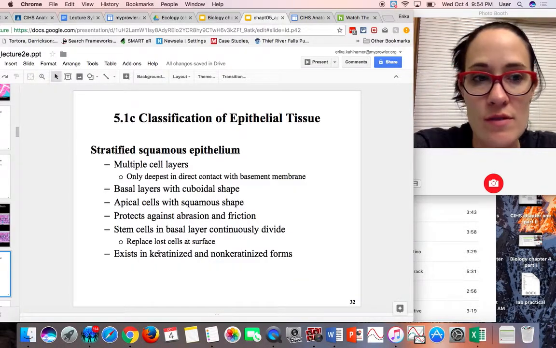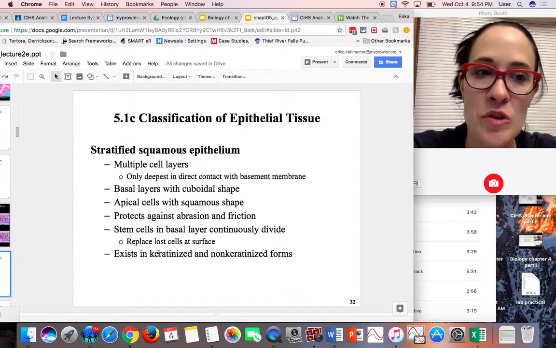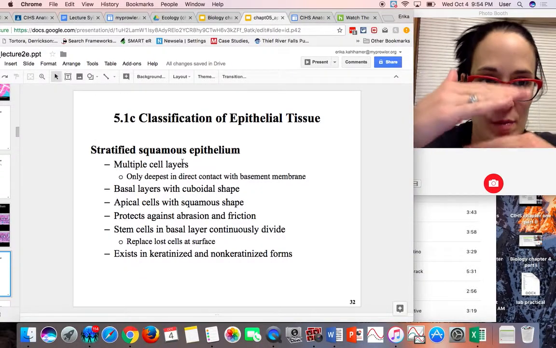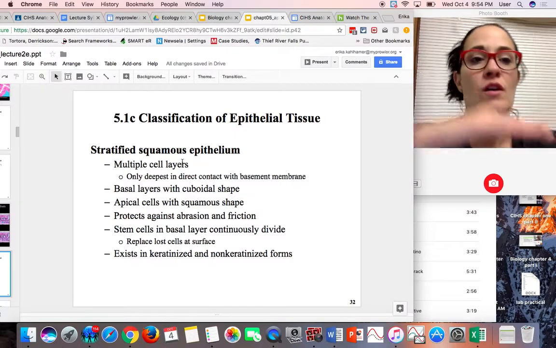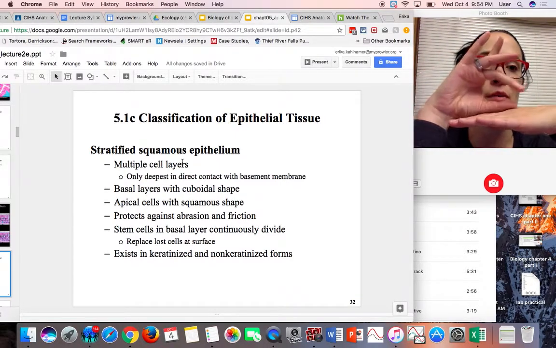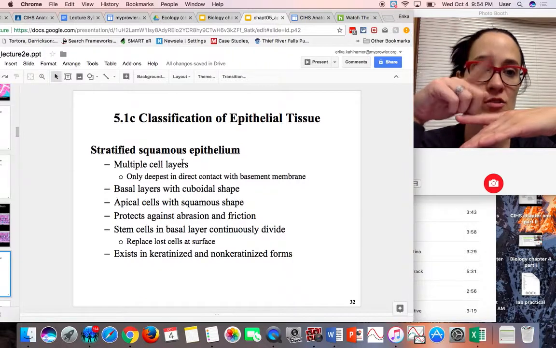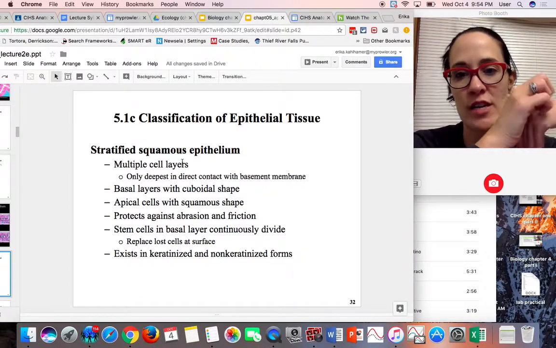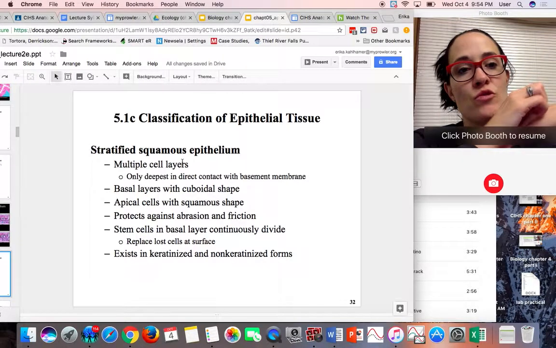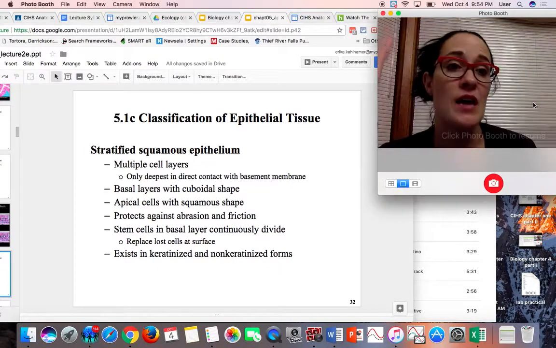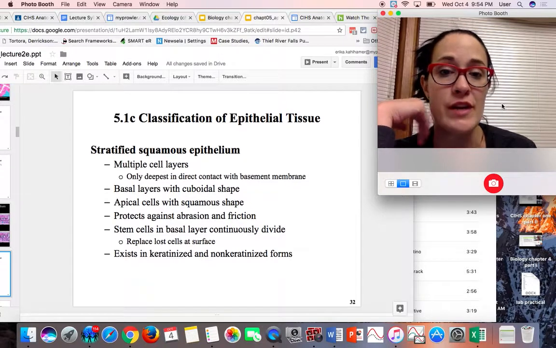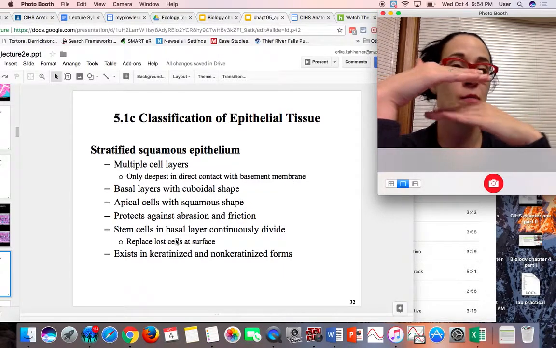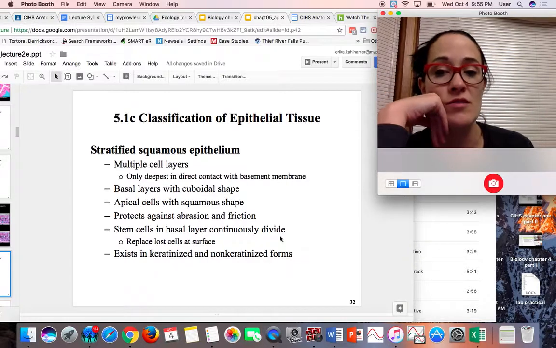Stratified squamous is one of my favorites. Multiple cell layers. The deepest is only in contact with the basement membrane. Okay, the lower cells closer to the basement membrane are more cube-like, and as the cells go closer to the apical surface or the outside surface, they become flattened or squished. So the purpose of this epithelial tissue is protection from abrasion and friction. Again, like I said before, the cells in the bottom layer continually replace the cells at the top.